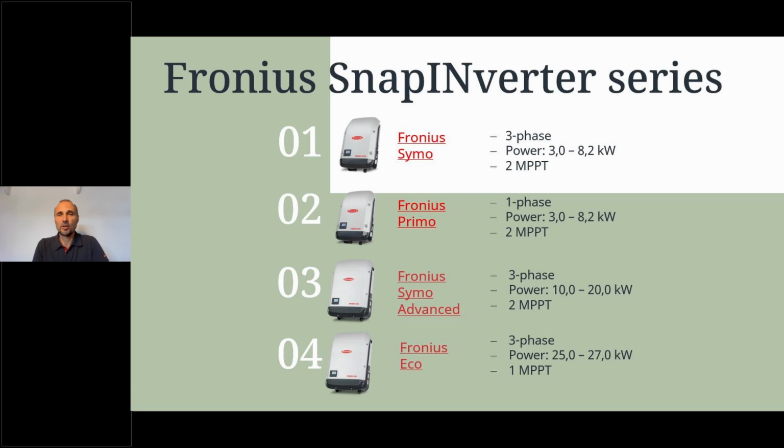When we talk about SnapInverters, we talk about the following inverters. First, it's the Fronius Symo range, the small inverters from 3 to 8.2 kilowatt, as well as the Primo single phase from 3 to 8.2 kilowatt, and then as well the bigger ones, the 3-phase inverters from 10 to 20, and the Eco range 25 and 27 kilowatt. So these are different inverters in different countries, and you can see here also some small differences in the countries. But I would like to explain to you the service process, especially for these inverters here.